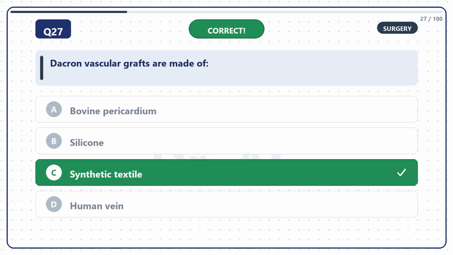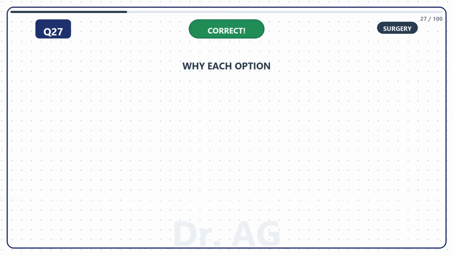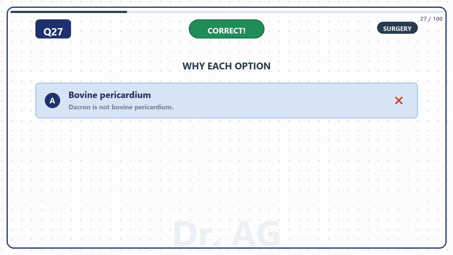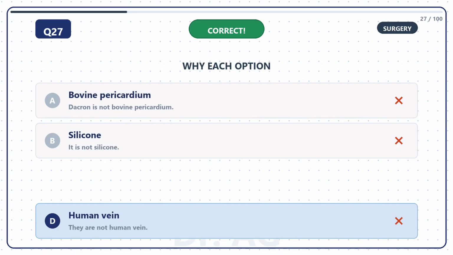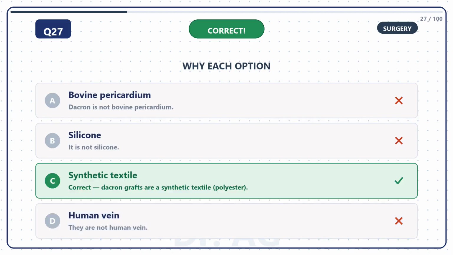The correct answer is option C. Synthetic textile. Let's go through the options. Bovine pericardium. Dacron is not bovine pericardium. Silicone. It is not silicone. Human vein. They are not human vein. And the correct answer is synthetic textile. Correct. Dacron grafts are a synthetic textile, polyester. So, the right answer is option C.